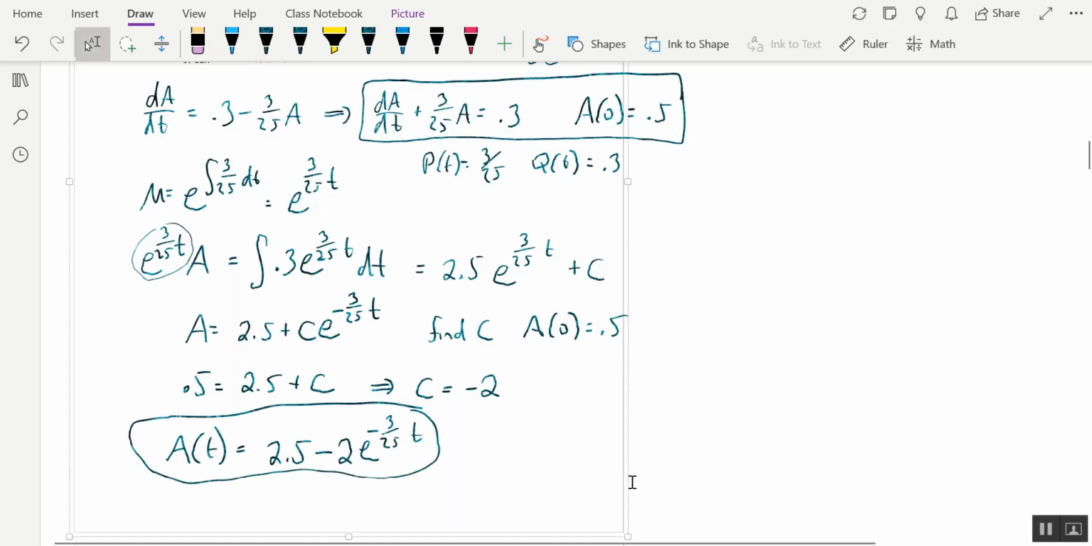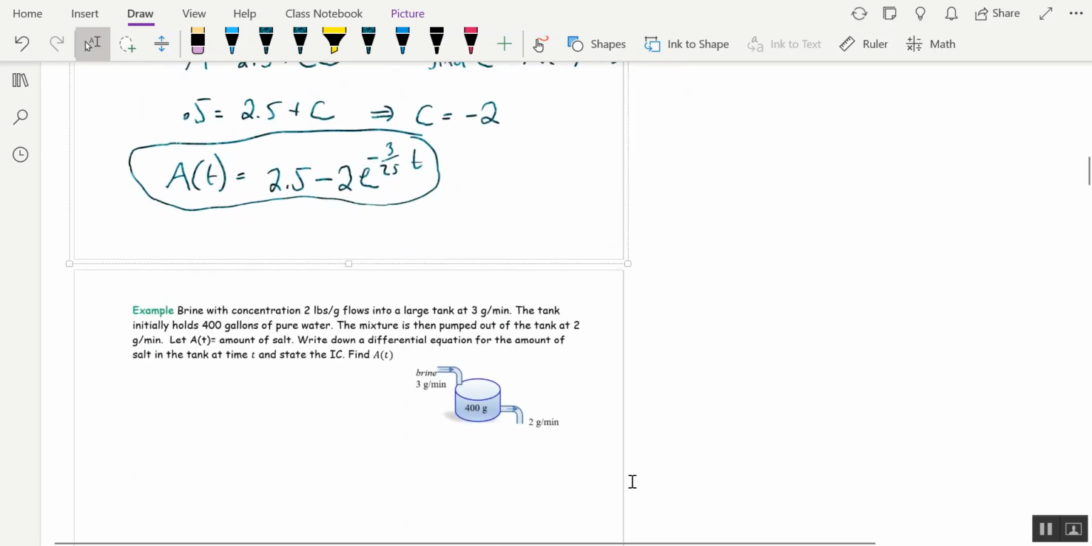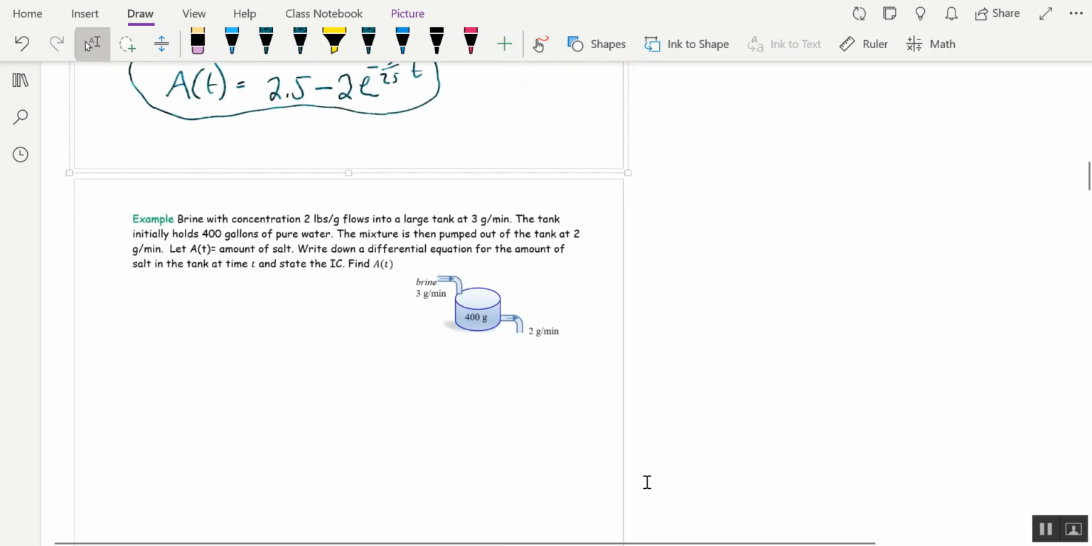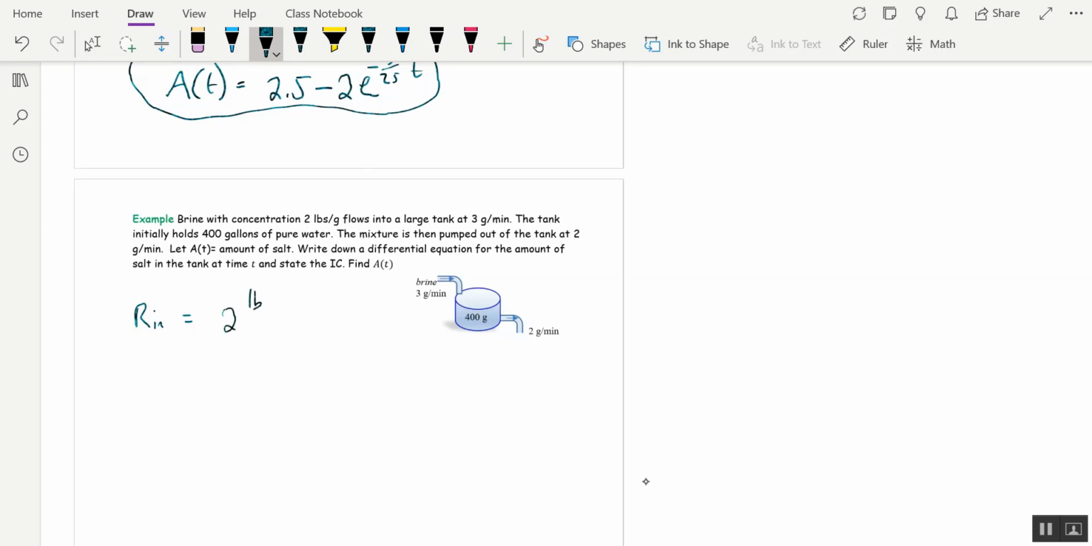Okay, let's do another setup and solution, which is a little more difficult. Here, the volume of the tank is not constant, but we're going to solve it the same way. So I'm going to start with rate in and rate out. So rate in, the concentration is 2 pounds per gallon. So 2 pounds per gallon times 3 gallons per minute. So 6. And the units are pounds per minute.